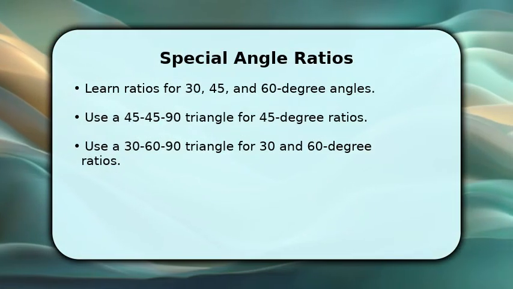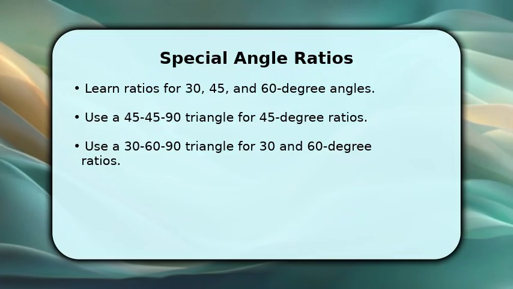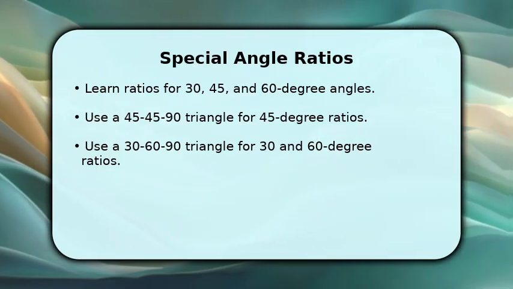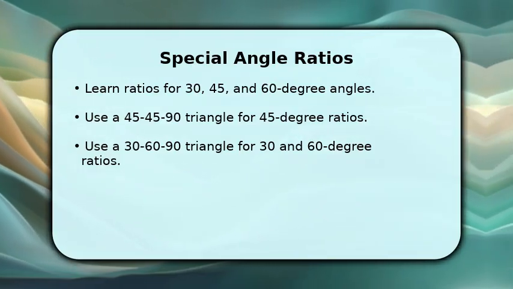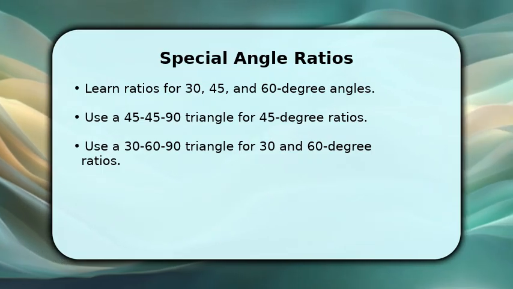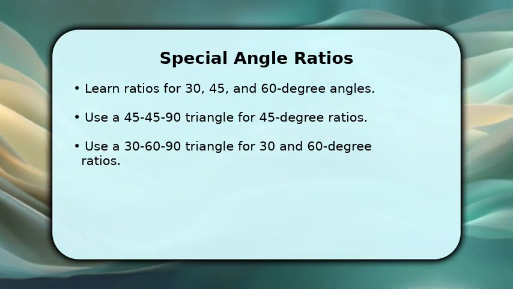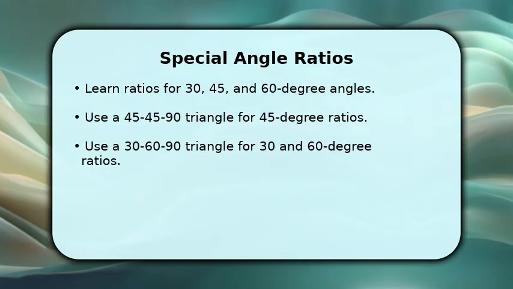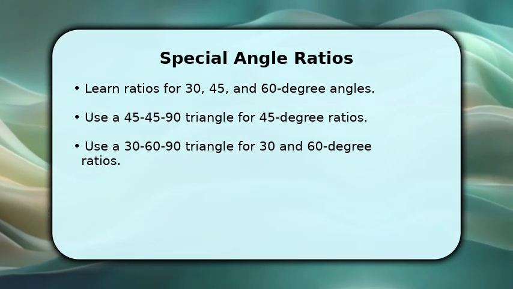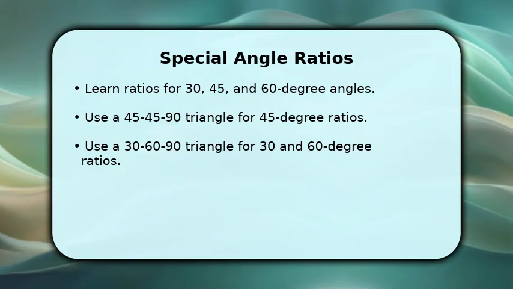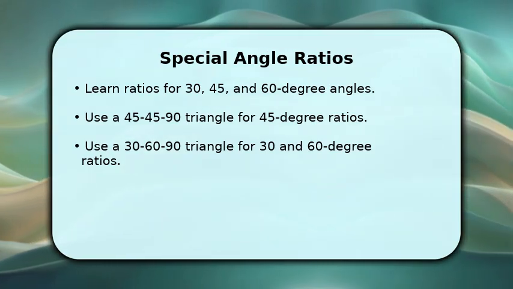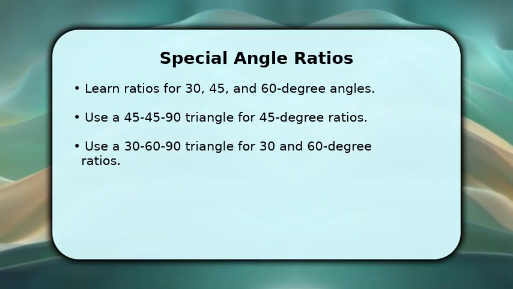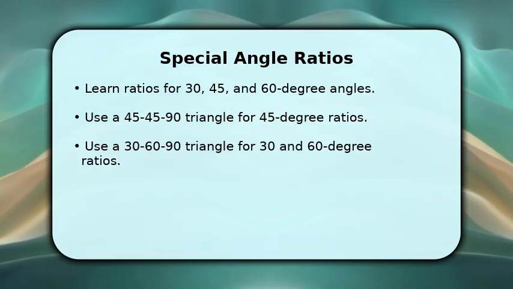Next, focus on the special angles, 30, 45, and 60 degrees. You can easily derive or remember their ratios using two specific right triangles. For 45 degrees, use an isosceles right triangle with two equal sides. For 30 and 60 degrees, use an equilateral triangle cut in half. Knowing these key values will significantly simplify many trigonometric problems and calculations.